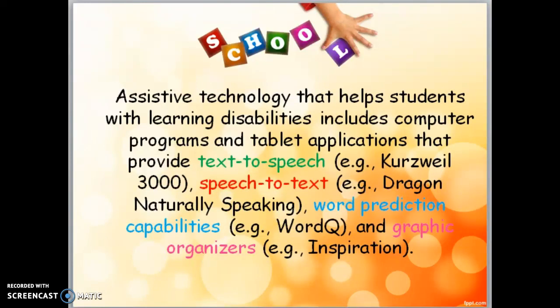Assistive technology that helps students with learning disabilities includes computer programs and tablet applications such as text-to-speech, an example would be Kurzweil 3000; speech-to-text, an example would be Dragon Naturally Speaking; word prediction, which is WordQ; and graphic organizers, an example would be Inspiration.